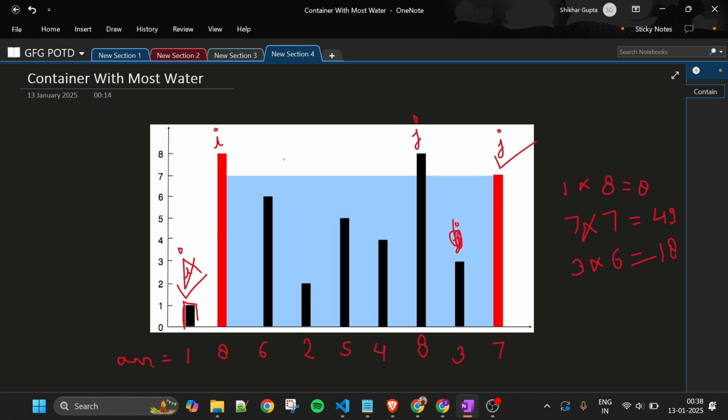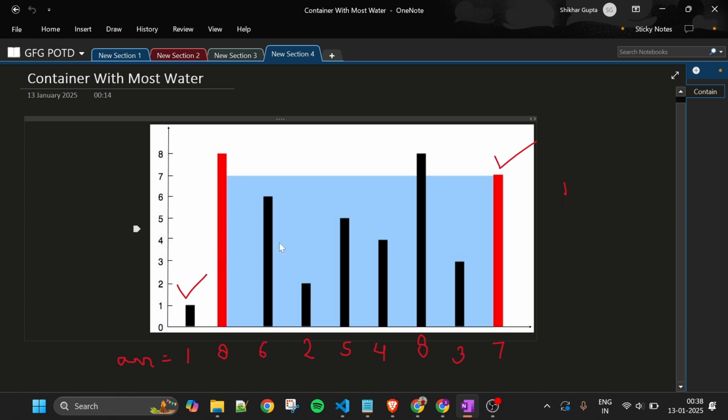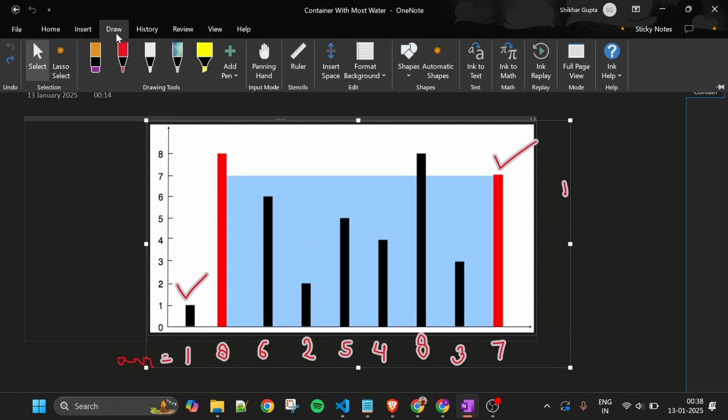But now you will be thinking, why am I doing j minus minus and i plus plus? What's the need of this? How are we sure we can get our answer maximized in this way? So guys, look, it is a very, very important point. If at any point, I have to make a drawing, something like this.